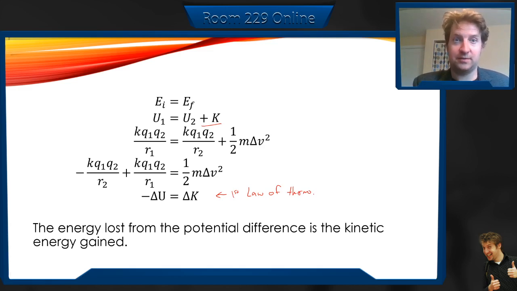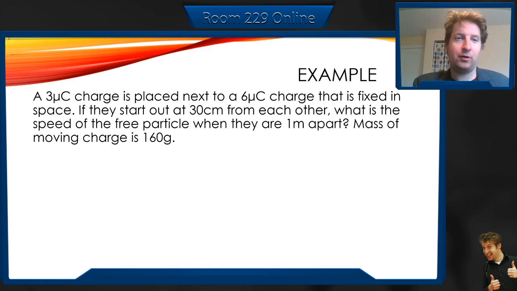Now, let's use this. So let's consider a 3 microcoulomb charge, and we're going to put it next to a 6 microcoulomb charge. That one's not going to move. But the 3 microcoulomb charge is able to move. They are 30 centimeters apart, and they're going to start to repel each other because you notice they're both positive. What's going to be the velocity of the free particle, this 3 microcoulomb charge, when they've gone to 100 centimeters apart, or 1 meter apart? Let's assume a mass of the moving charge of 160 grams.